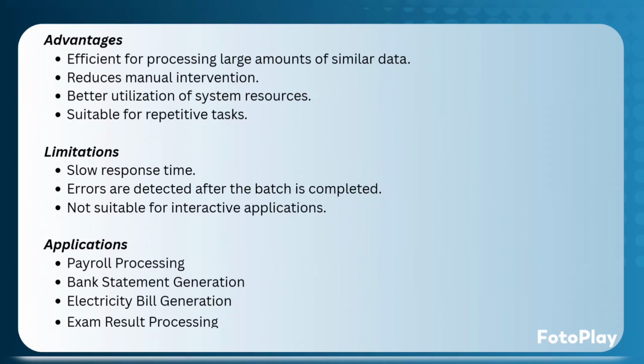Now, let's talk about the advantages, limitations, and applications of the batch operating system. Batch operating system reduces manual intervention and is suitable for repetitive tasks, but it has a slow response time and errors are detected only after the batch is completed, so it is not suitable for interactive applications. We use batch operating systems in payroll processing, bank statement generation, electricity bill generation, exam result processing, etc.